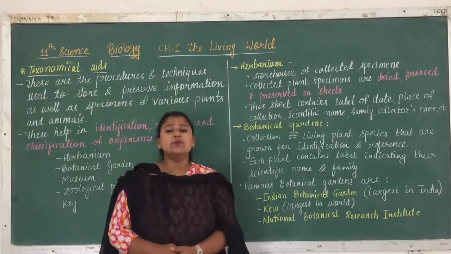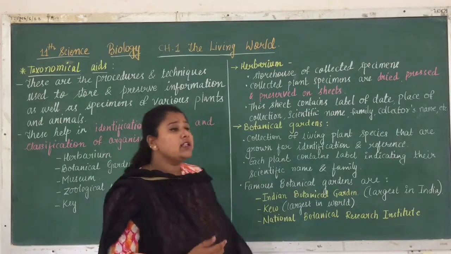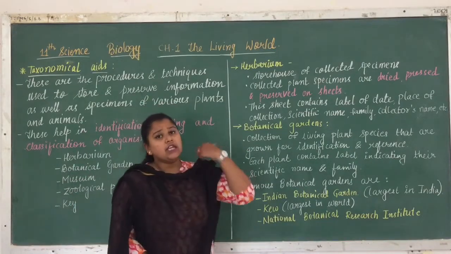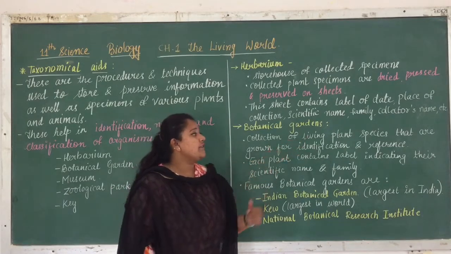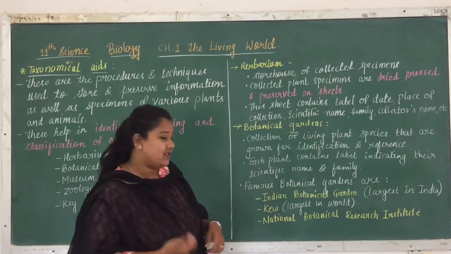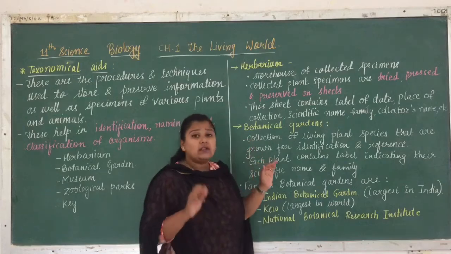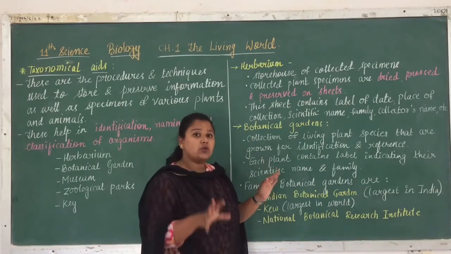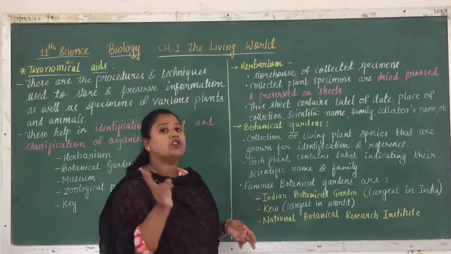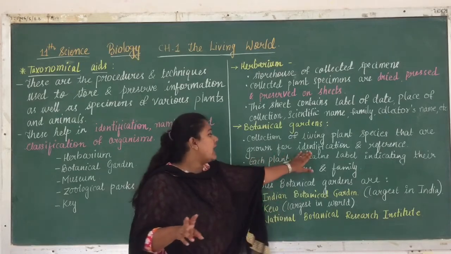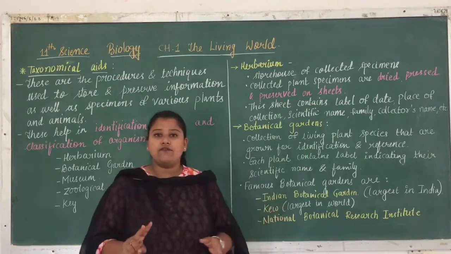Next, the second is botanical gardens. Botanical garden means those gardens in which the collection of living plant species occurs, right? That means the living plant species are grown in a particular garden for two things, right? First is identification and the second is reference, right?